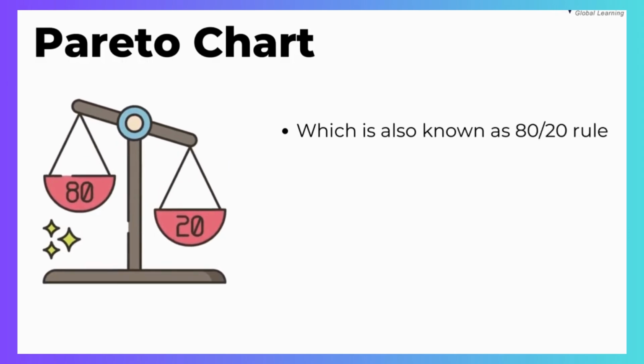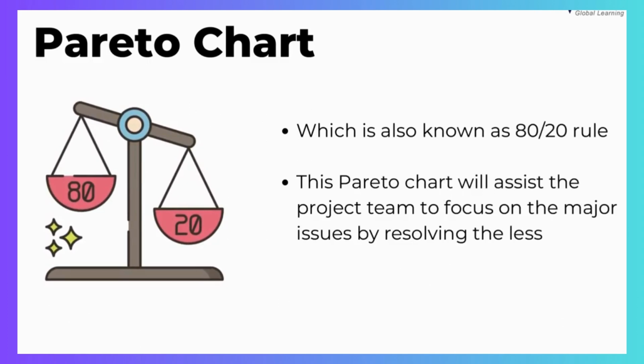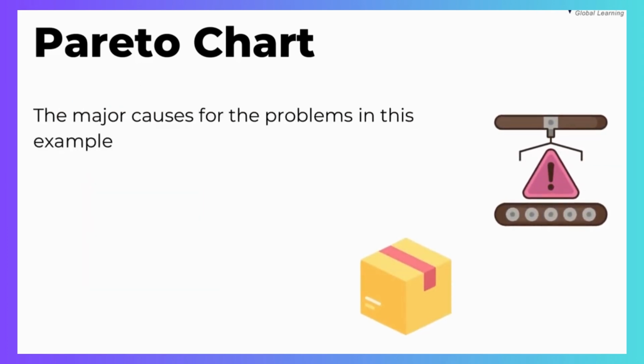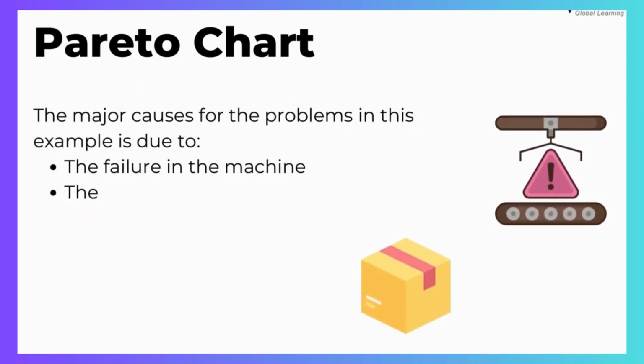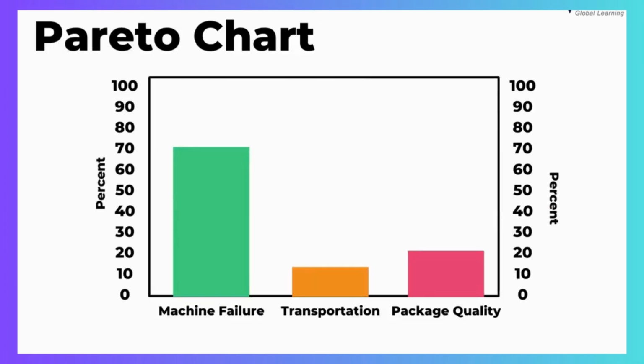The Pareto chart is also known as the 80-20 rule. This Pareto chart will assist the project team to focus on the major issues by resolving a smaller number of causes. The major causes of the problem in this example are the failure in the machine and the quality of the cardboard used for packing. So here, this chart clearly shows that the major cause of this issue is the damaged packing machine.